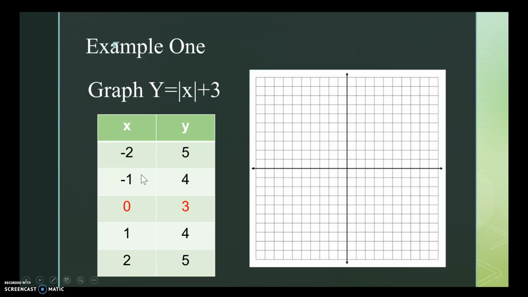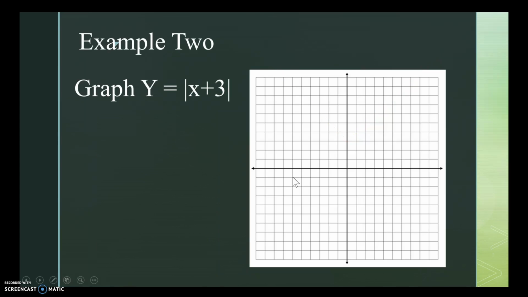So I'm going to make myself a quick table. Oh, look, there I did it. The middle is 0, 3. Then if I plug in 1, I get 4, and if I plug in negative 1, I get 4. Plug in negative 2 and 2, I'm going to get 5. And so when I graph that, there it is. Notice what it was before. It was down below here. Now it's shifted up 3 because of the plus 3 that we have there.